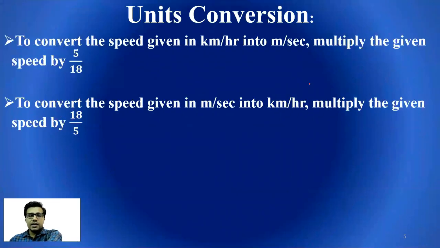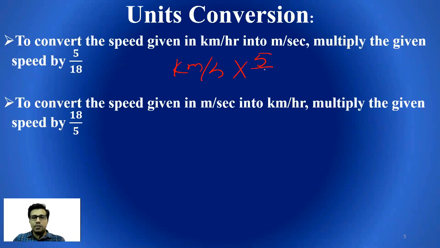Sometimes the question will be asked in kilometer per hour, but they want you to convert the unit into meter per second. In that case, to convert kilometer per hour into meter per second, we need to multiply it by 5 by 18. Similarly, to convert meter per second into kilometer per hour, multiply it by 18 by 5.